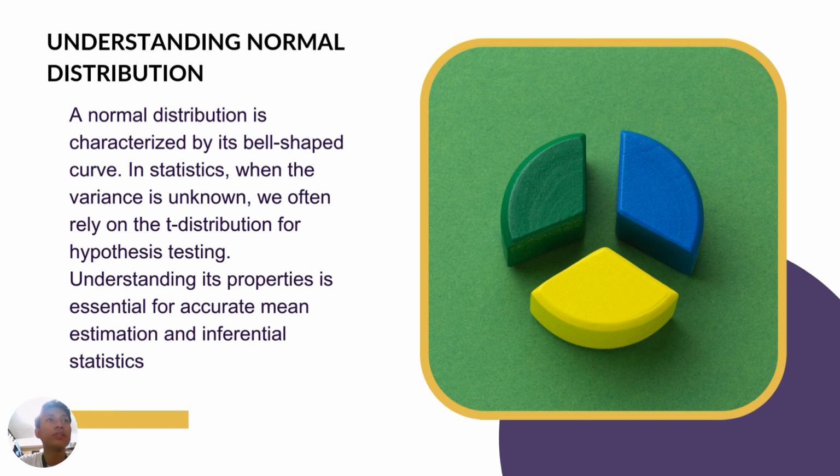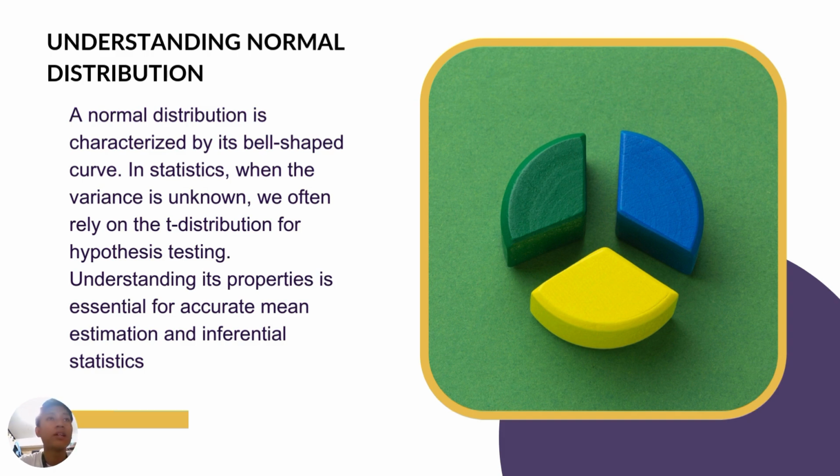Understanding the normal distribution. A normal distribution is characterized by its bell shape. When the variance is unknown, we often rely on the t-distribution for hypothesis testing. Understanding its properties is essential for accurate mean estimation in inferential statistics. So we should understand the normal distribution for this unknown variance case.